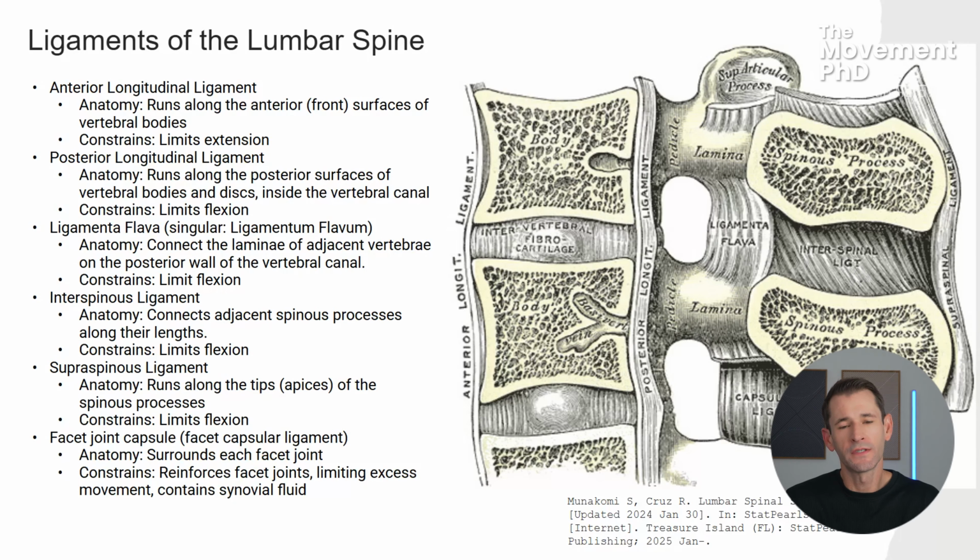So remember, those facets have articular cartilage. They're synovial joints with articular cartilage and synovial fluid. That capsule, or that facet capsular ligament, surrounds each of those facet joints. Those facet joints are plane joints, so the arthrokinematic is sliding, and they're surrounded by that facet joint capsule. So what is our function? It's to keep that synovial fluid inside that facet and limit the extremes of motion.